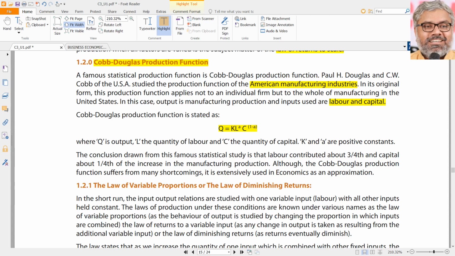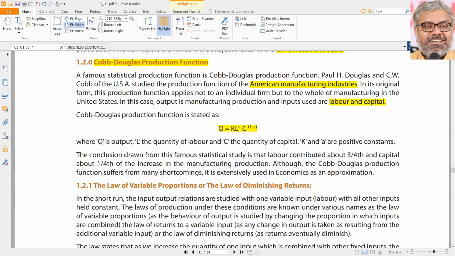So capital and labor will have influence on Q, that we know. How they will have influence depends upon two constants here. One is K, one is A. How much is K, how much is A? That will be given in the question. Once again, we are not the ones to establish that. But what we should know here is the relationship between Q and L and C. So Q is the output, L and C are inputs.